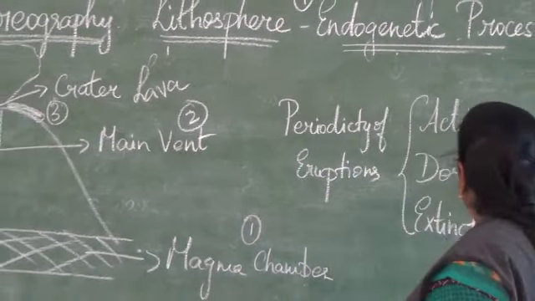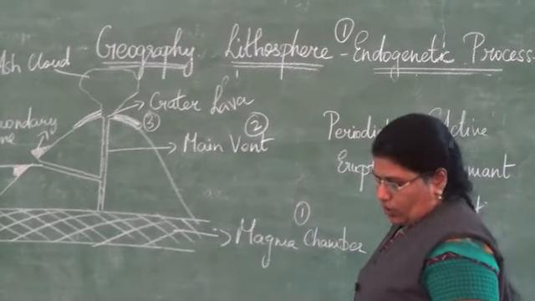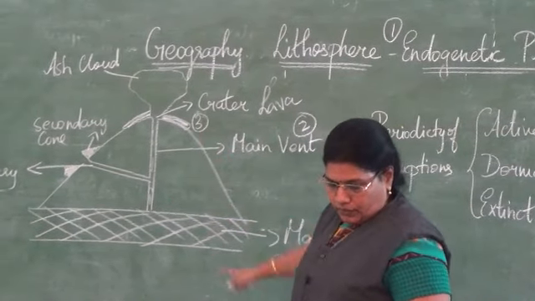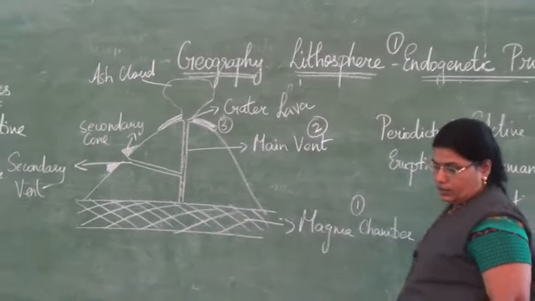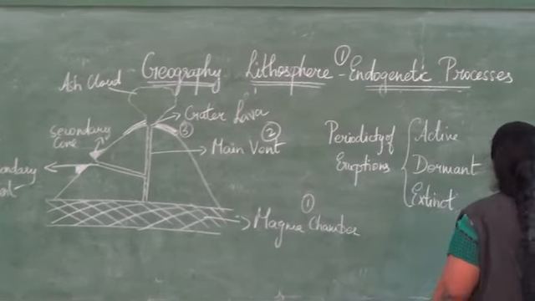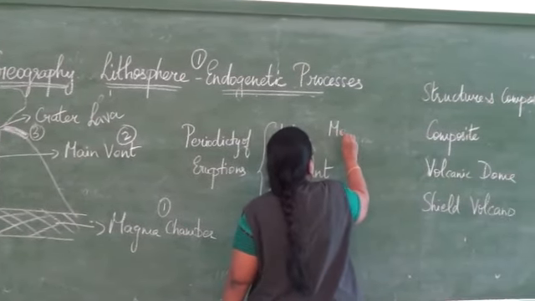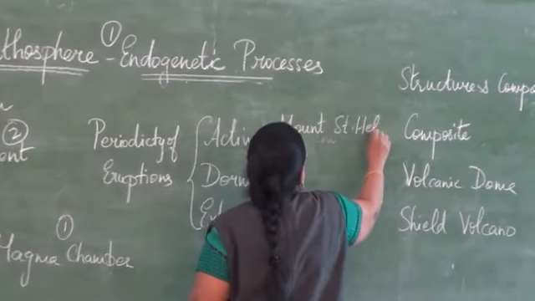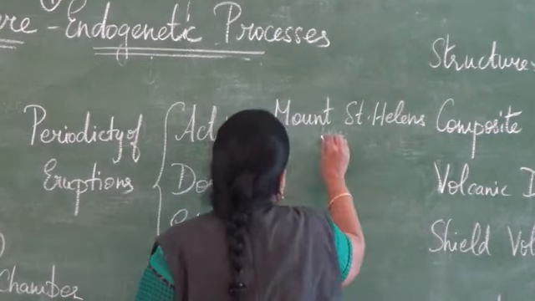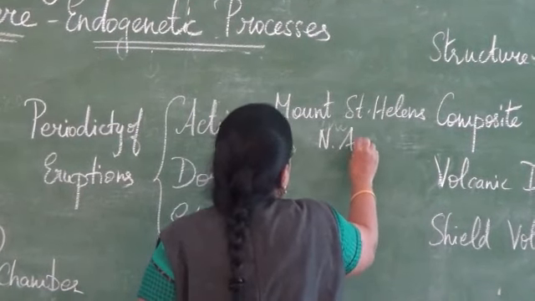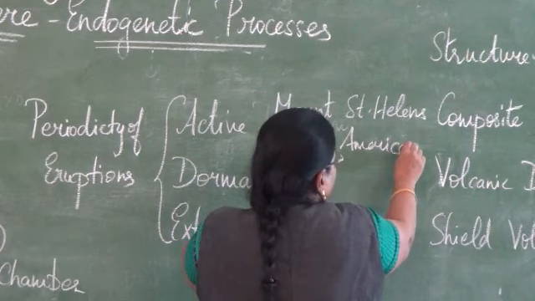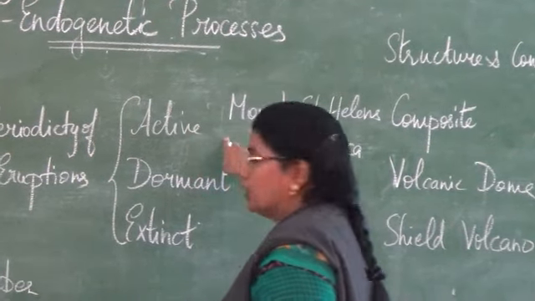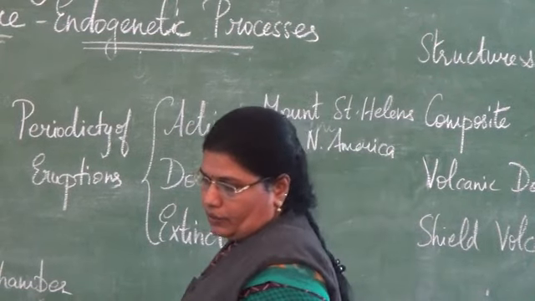Active volcanoes are those which constantly eject volcanic lava, gases, and fragmented materials. For example, Mount St. Helens in North America. They are active and always there are eruptions in these volcanoes.